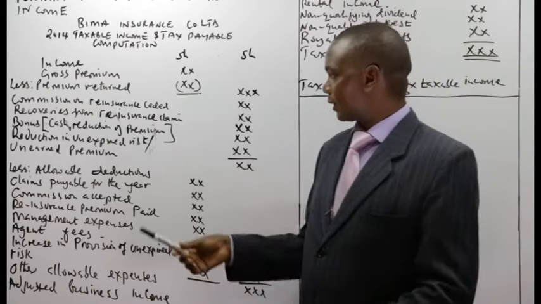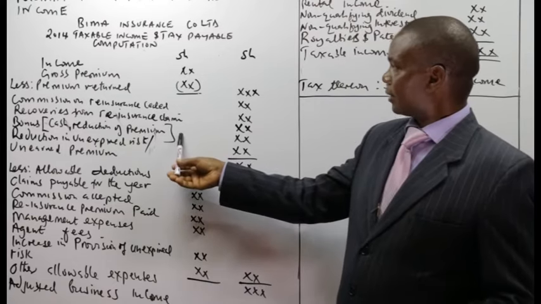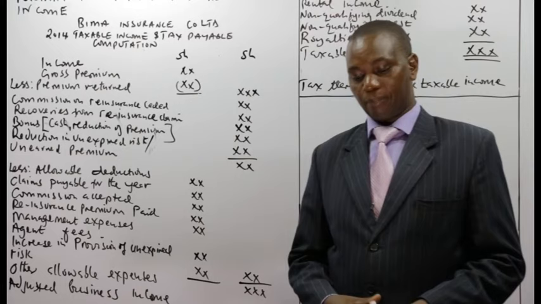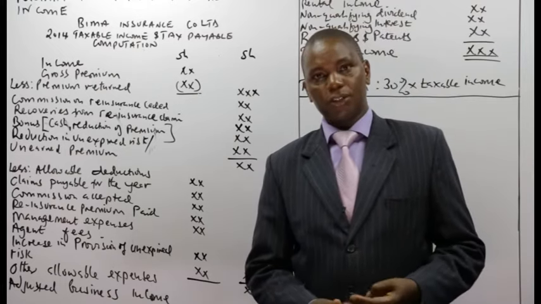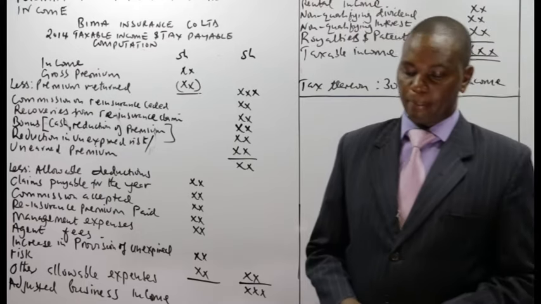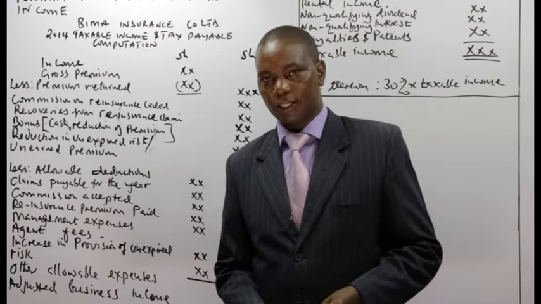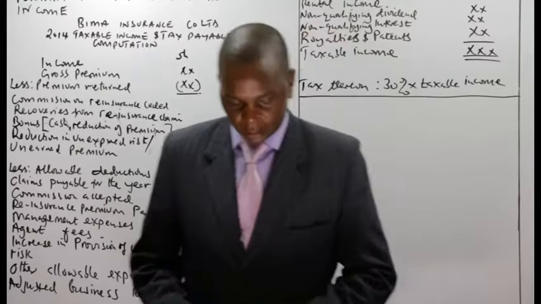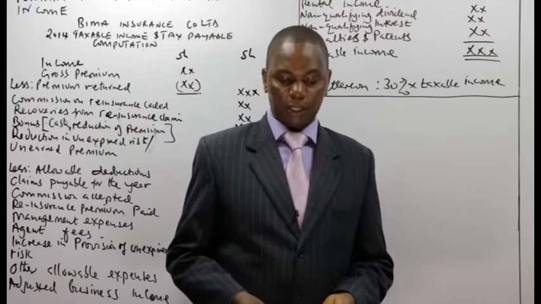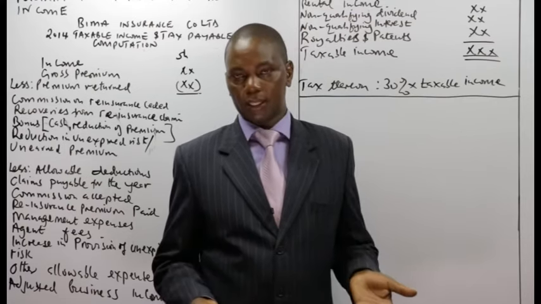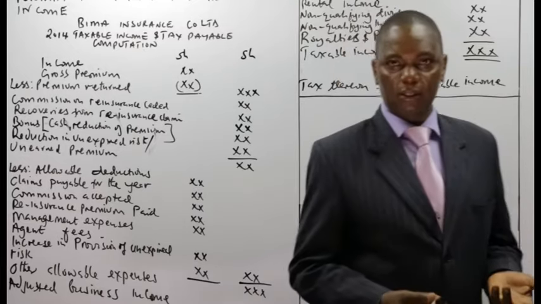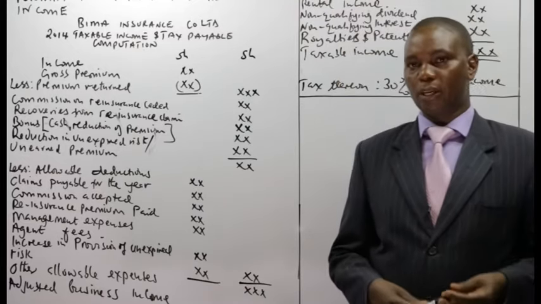Then we have the bonus in the reduction of premiums. A bonus is a share of profit by policyholders. It's usually paid out of profits, like in life policies. There are various types of bonus that can be paid, but basically we mentioned two.